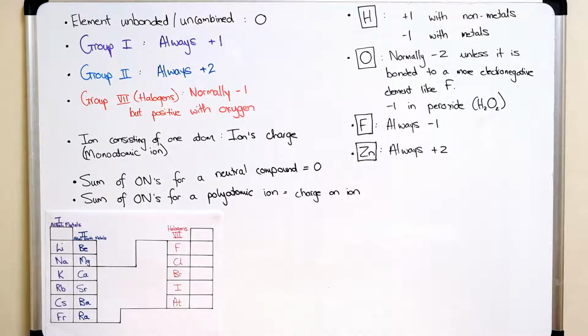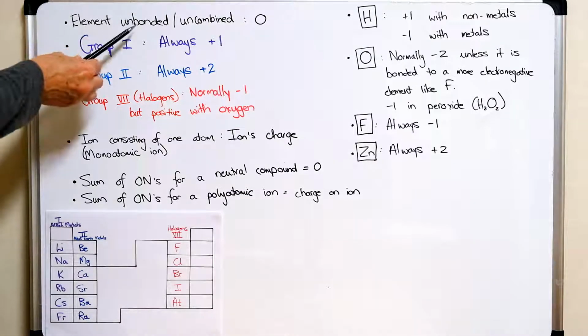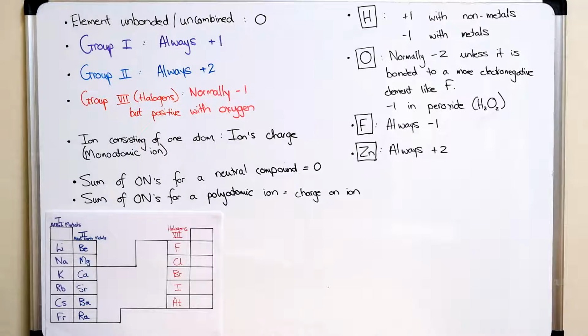In order to be able to work with redox reactions, you need to know how to work out oxidation numbers. So we have a few rules which you really need to know very well. All elements which are unbonded, not bonded to any other elements, for example, pure oxygen, which is O2, will have an oxidation number of 0.